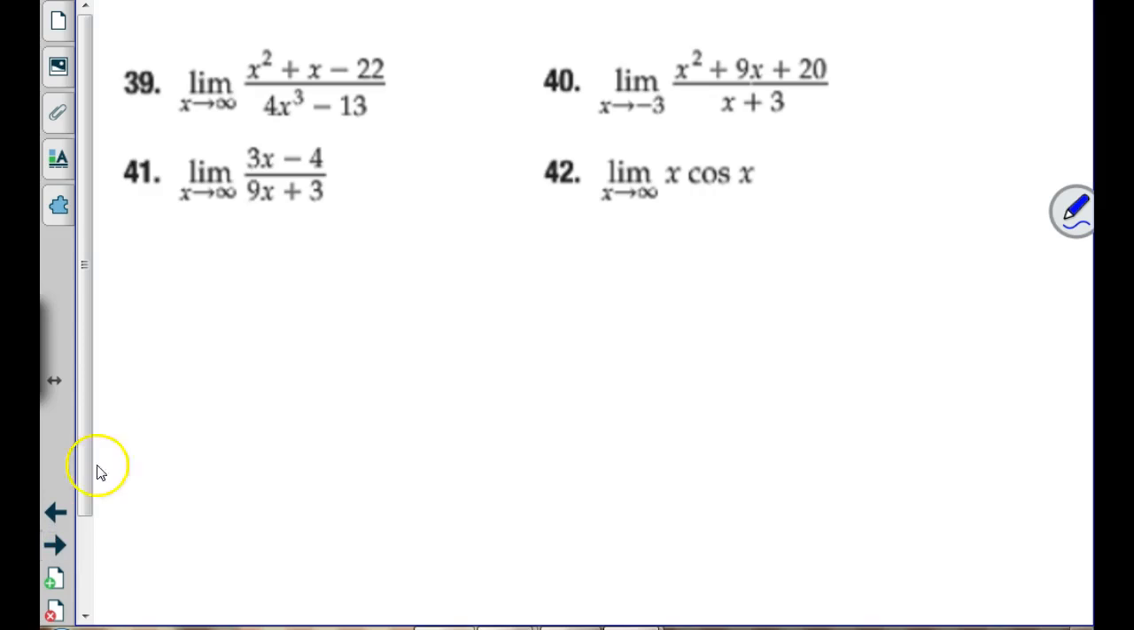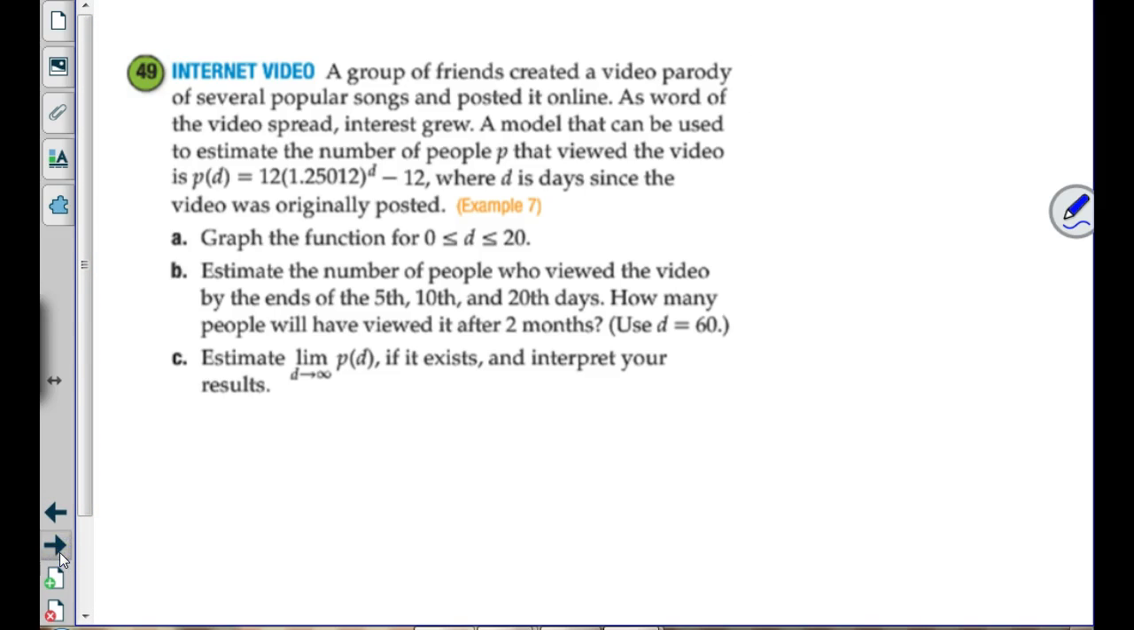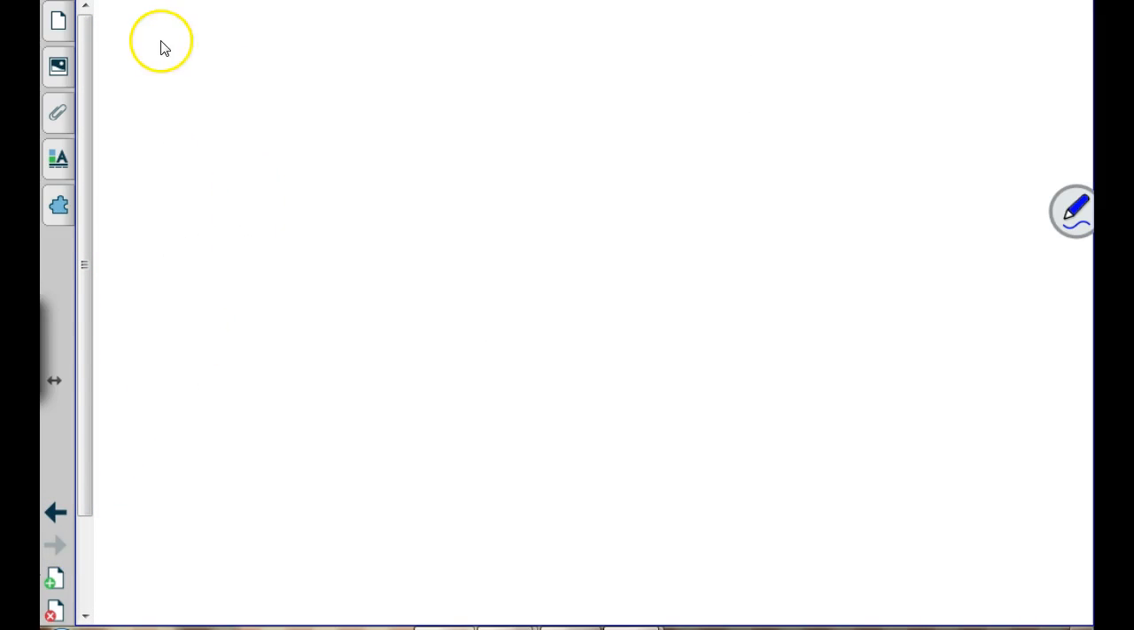All right. Remember when it says infinity, it's talking about end behavior. All right, so your homework is just to finish those few little questions, literally 10 minutes.